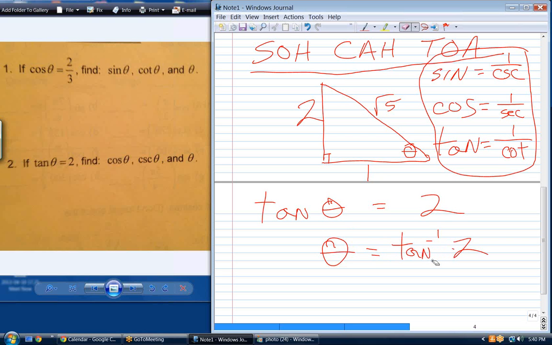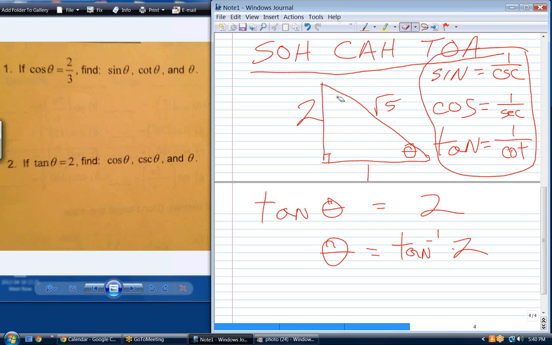So when you're solving for angles, just remember you have to do the inverse trig function. Everything else we solved for, we just had to read it off the triangle. But when I'm solving for theta, the only way to solve for it is to look up the inverse tan of 2, or the inverse sine of 2 over root 5, or the inverse cosine of 1 over root 5. Any of those three will give me theta.